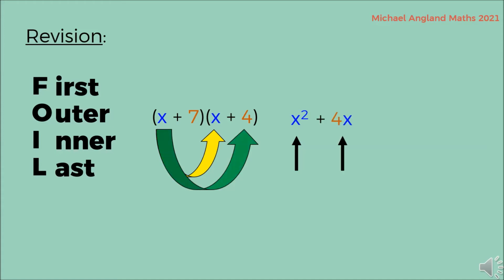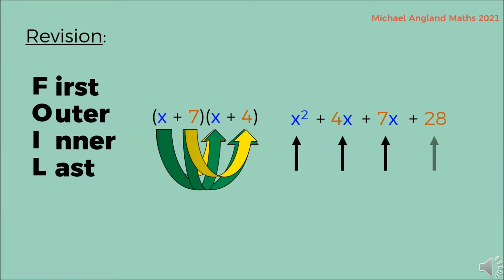Outer means the outer terms, x times 4, 4x. Inner means the inner terms, 7 times x, 7x. Last means the last two, 7 times 4, 28. So we have x squared plus 4x plus 7x plus 28, which expands to x squared plus 11x plus 28.